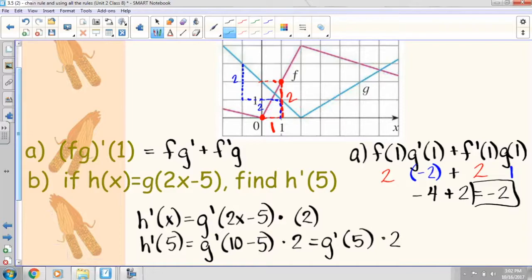As we were just saying, g prime of 5 is just the slope of the g function at 5. So I'm going to find 2 clear points. I'm going to look for my rise over my run. And that looks like a rise of 2, a run of 3. And it is positive, so 2/3 times 2 will give me 4/3. So that's h prime of 5. I hope this was helpful.